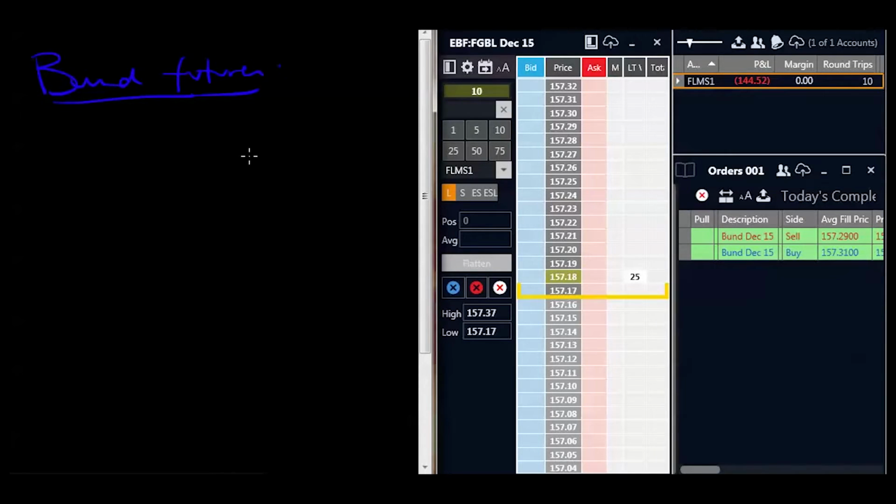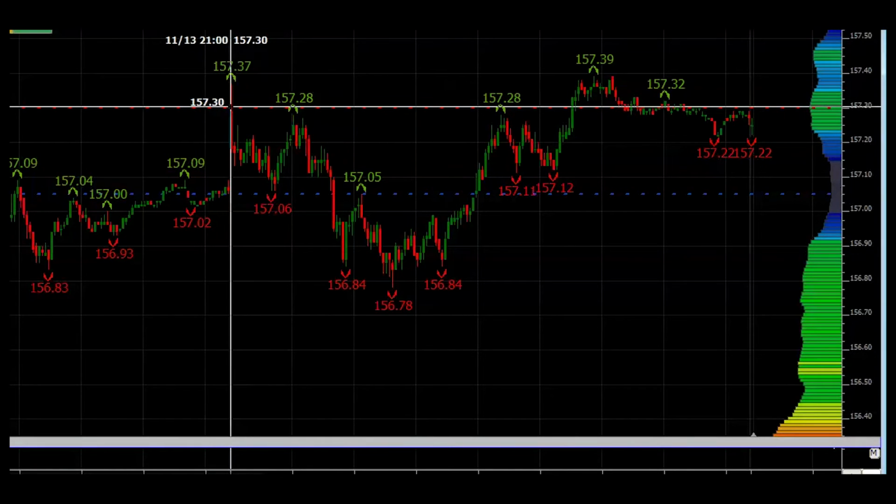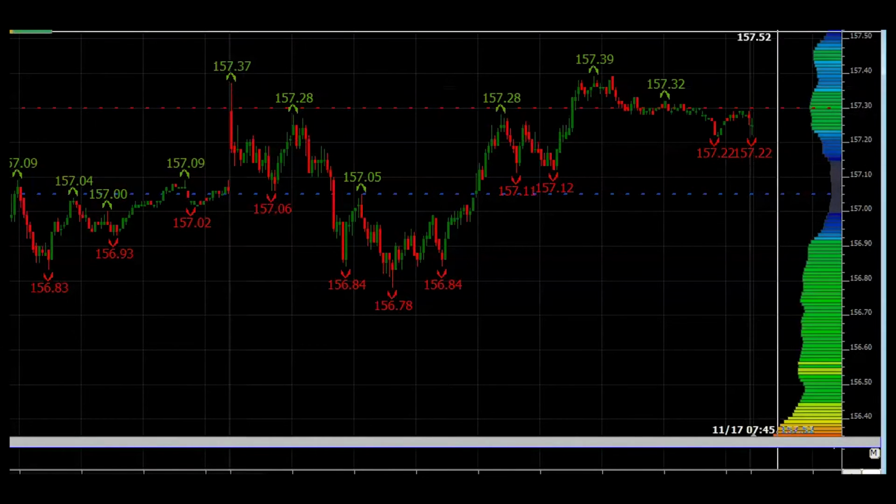Unfortunately, we've had some technical issues with that. So, to those of you that have requested a few Euro Stocks futures ones, I will try and get that for next week. But for this week, I'm going to go through a quick Bund futures, and we're going to take a look at an open that we had here on the 13th of November.